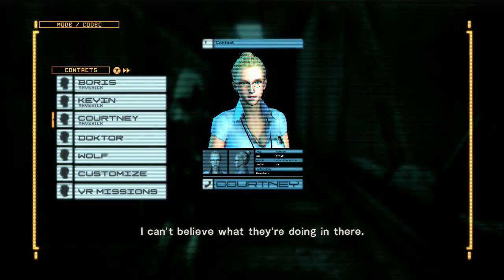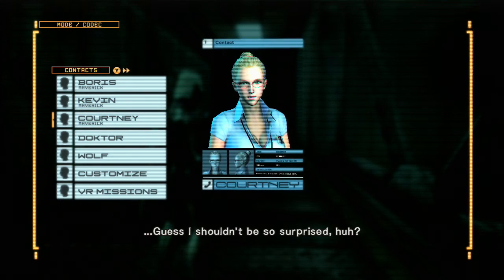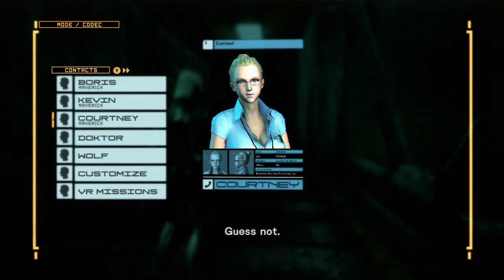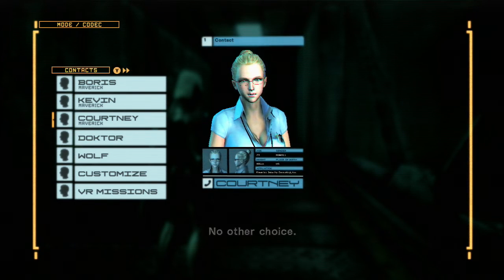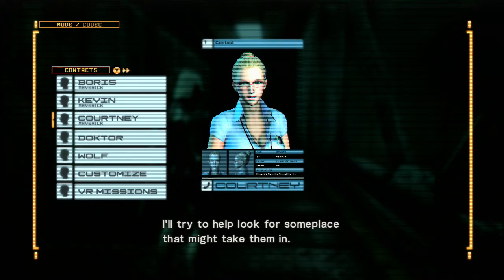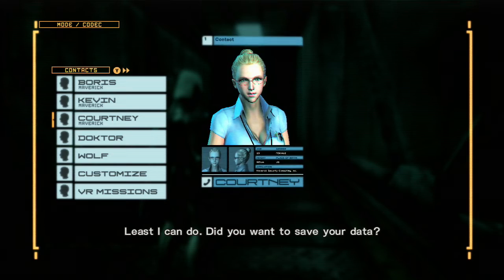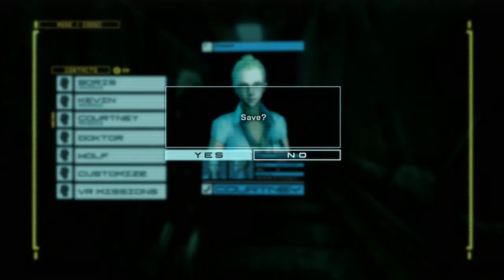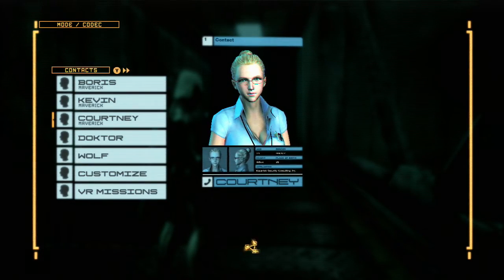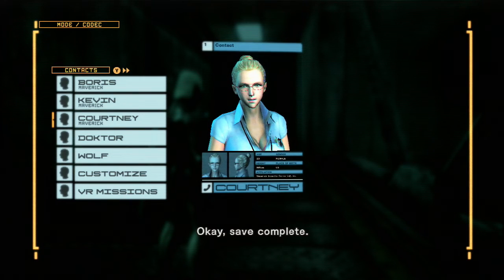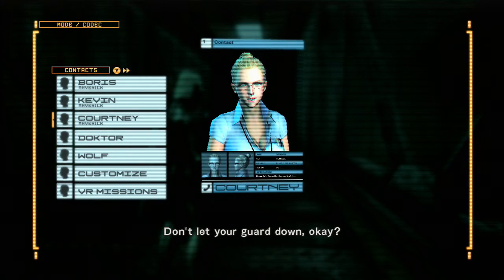I can't believe what they're doing in there. Guess I shouldn't be so surprised, huh? Guess not. Are you gonna help them? No other choice. I'll try to help look for someplace that might take them in. Thanks. Least I can do. Did you want to save your data? Okay, save complete. Don't let your guard down, okay?